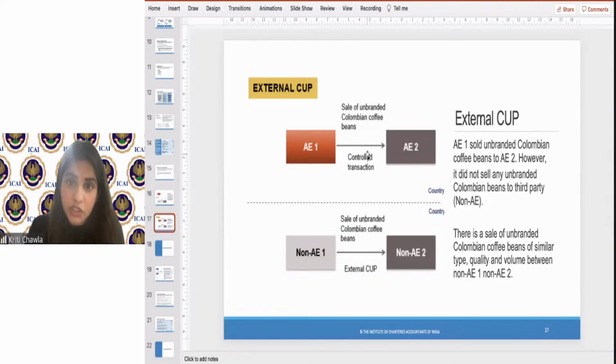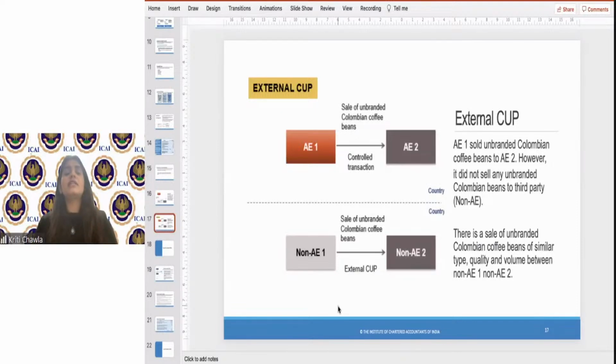And for this purpose, we use the comparable uncontrolled price method. We use the CUP method to substantiate this particular price. This is called an external CUP because these two parties are very, very external to us. We're not related to them. We don't know these parties. They're just any two random parties in the industry. So this price can be adopted for our controlled transaction. And this situation is called external CUP.